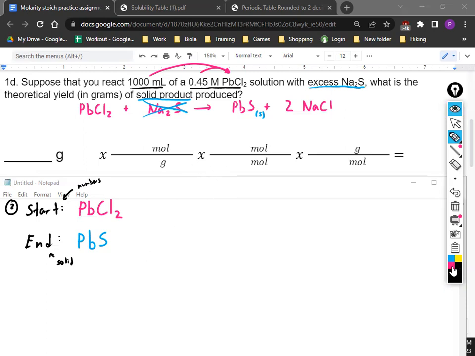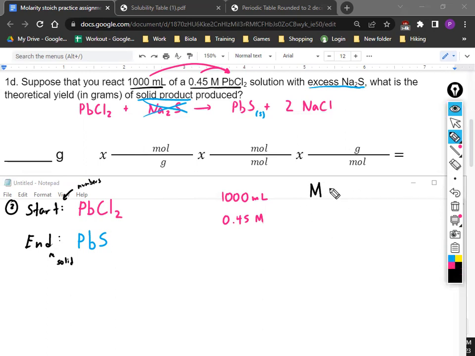All right, now if you guys take a look, the numbers that we start with are 1,000 milliliters and 0.45 molarity. Now, we know that we need to use this equation right here to solve the problem, right? Okay, now if you take a look at this equation, do you see milliliters or molarity here? No, right? You just see grams and moles. So what that means is we need to use these numbers to find out either grams or moles.